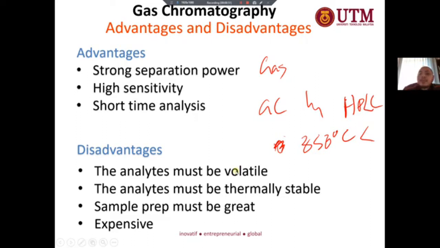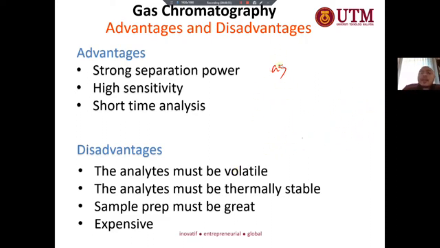You need to understand this very well, because later on I will describe how the question can be given to you guys. But first let me describe one by one. I described the first one, the analyte must be volatile. The second one, the analyte must be thermally stable.